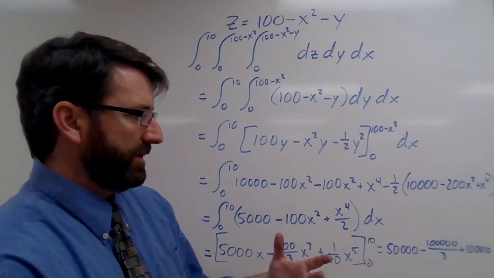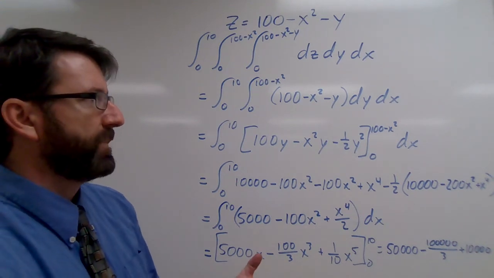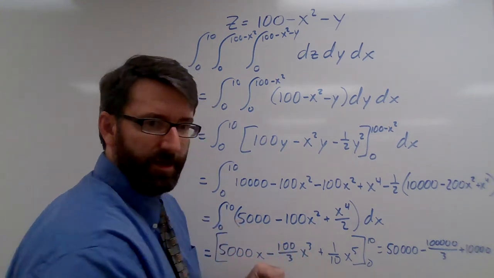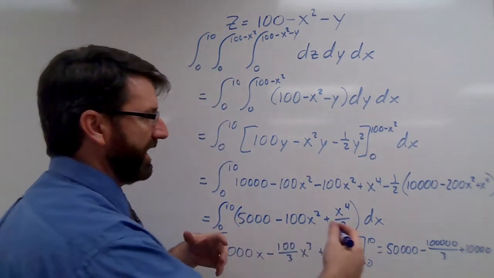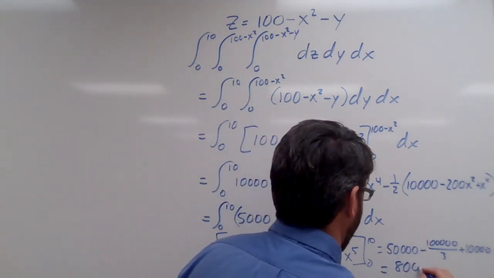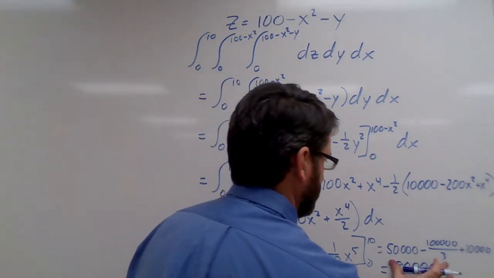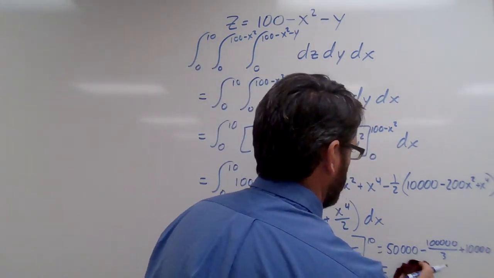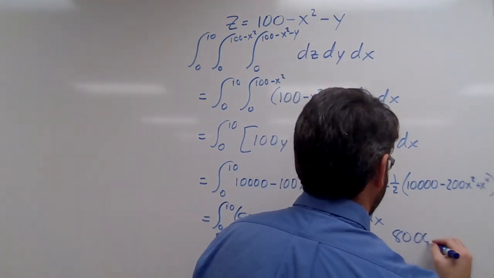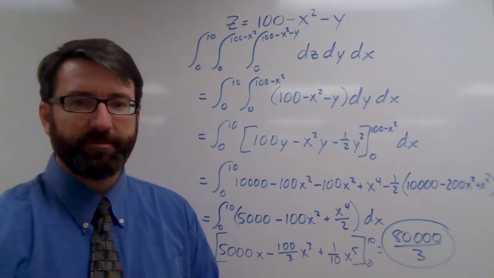60,000, let's see, so 60,000 times 3 is 180,000 thirds. So we have 180,000 divided by 3 minus 100,000 divided by 3, which is equal to 80,000 divided by 3. Oh, let me write that right here. 80,000 divided by 3. That's going to be our final answer.